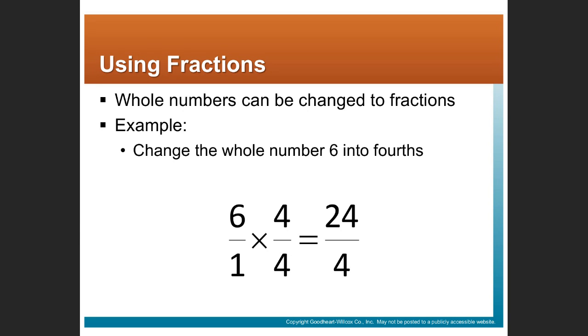Right, so we can change back and forth between whole numbers and fractions, right? If we have the whole number of 6, we can multiply it by 4 over 4 and turn it into fourths. We can multiply anything by 1 and it doesn't change the value of the number. So 4 over 4 is 1. So that's how you convert a whole number into a fraction.